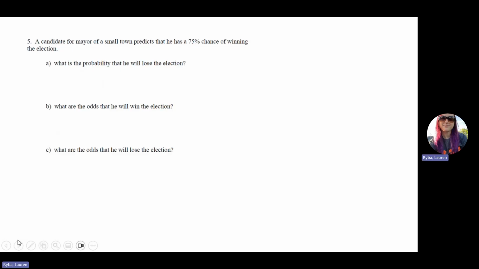So let's take a look at this problem here. It says a candidate for mayor of a small town predicts that he has a 75% chance of winning the election. That's the probability. His probability is 75 out of 100. 75% is 75 out of 100. What is then the probability that he will lose? If he has a 75% chance of winning, what's the probability he loses? 25% is what's left.